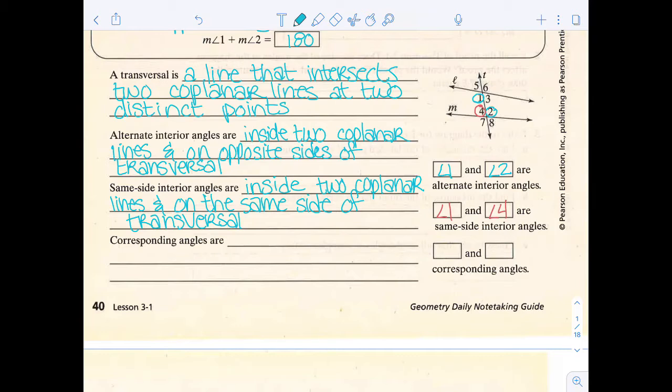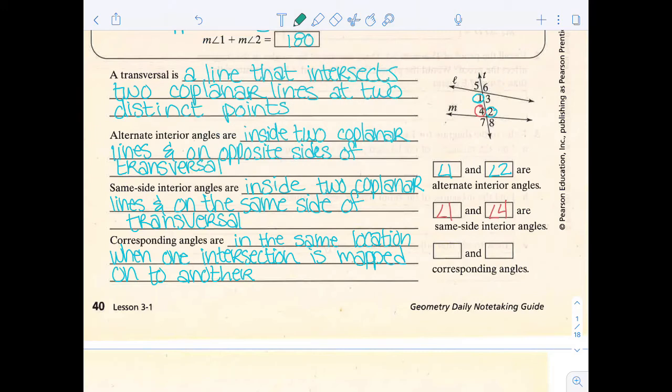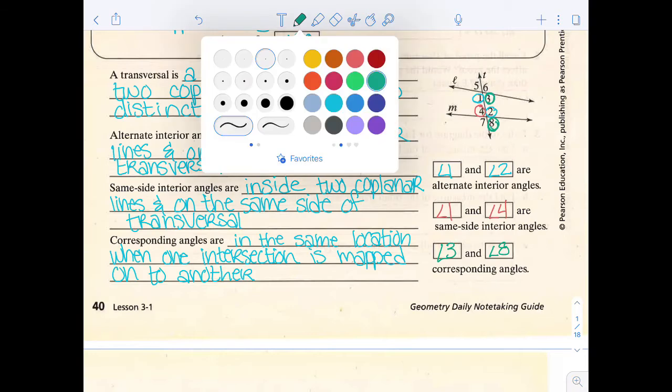And corresponding angles are angles in the same location. All that means is if we picked up one intersection and laid it on top of the other, they'd be in the same spot. So like here, angle 3 is in the bottom right corner of this top intersection. Angle 8 is in the bottom right corner of the second intersection. So angle 3 and angle 8 would be corresponding angles.